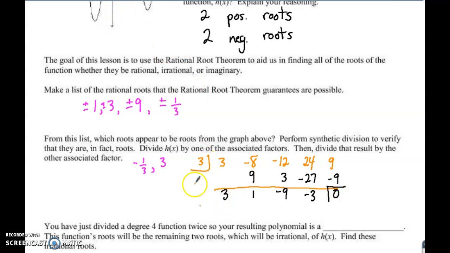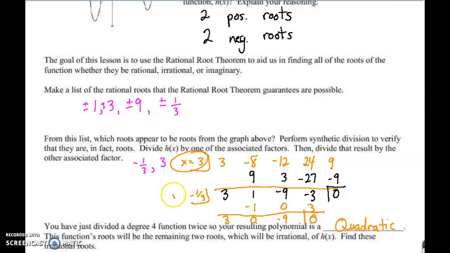Now I would do this again with negative 1/3 because my goal is to get this down to a quadratic, which is actually the next question. So bring the 3 down, times negative 1/3 is negative 1, which actually cancels there. Adding straight down, there we go. So this confirms that x equals 3 is a root, and x equals negative 1/3 is a root.